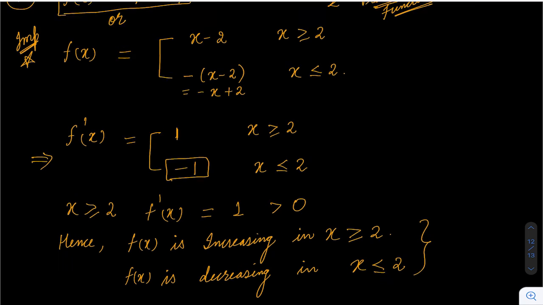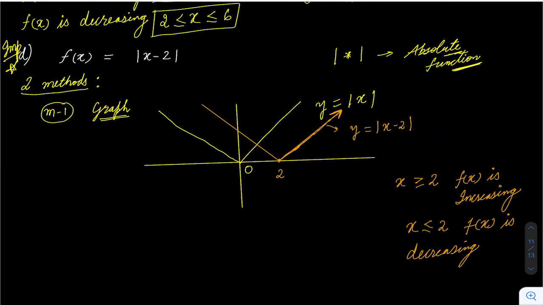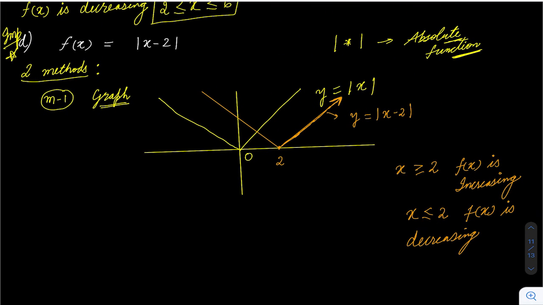Now whichever method you like or you understand better, you can solve. I think from the first look, this graph method looks easy, because in this you just draw the graph and then you can see. So sometimes you might get some modulus questions also.